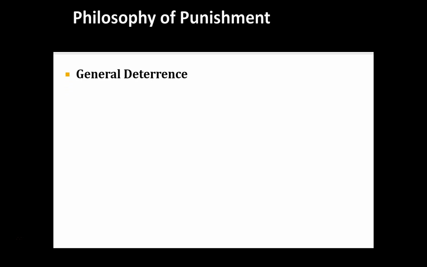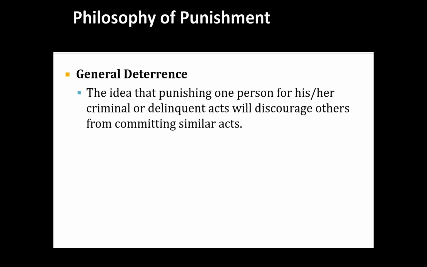Philosophy of punishment. So let's discuss general deterrence. The idea that punishing one person for his or her criminal or delinquent act or acts will discourage others from committing similar acts. So let's do the same thing. This burglar finally gets caught in his or her first attempt because he's not very good at what he does. It's in the paper, it's in the news, the public information officer for the agency speaks out on how we caught him, what we did. Others, bad guys and girls, read this and go, I'm not going to get caught, I'm going to stay away from that jurisdiction.